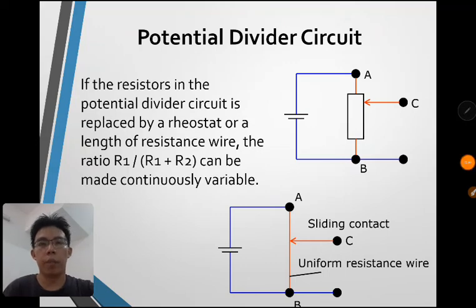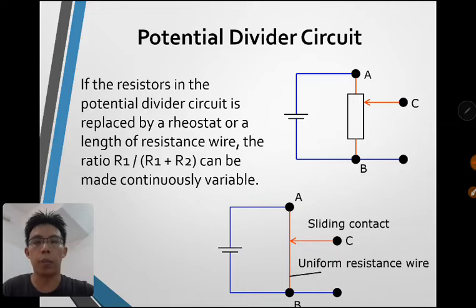Right, so we come to the second part of the potential divider. In the previous video we talked about the series of resistors that construct the potential divider. Now we move on to an extension of that: we need a lot of resistors.